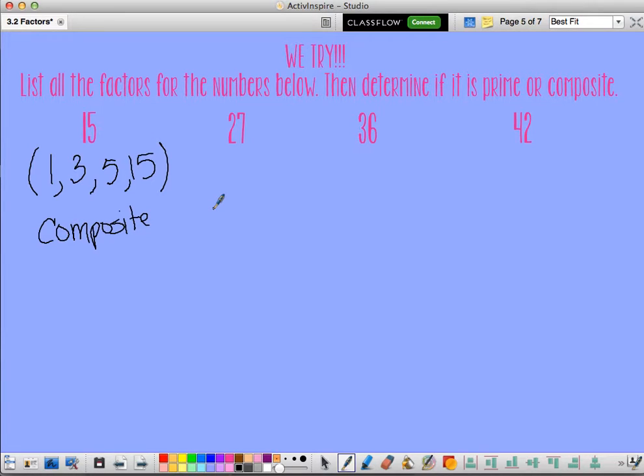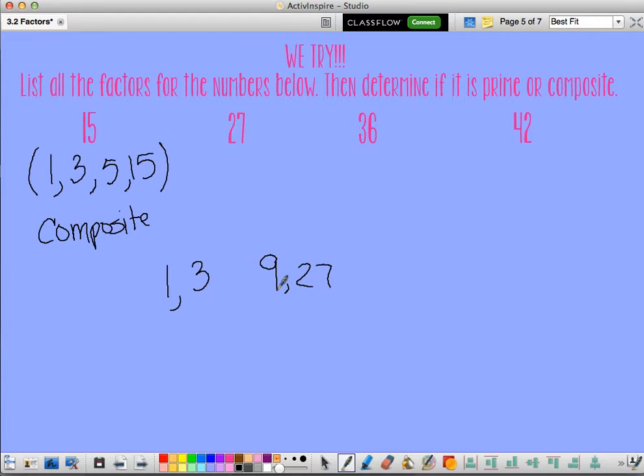Alright, so let's use the same rules for 27. I know that I can start with 1 and 27. And then I'm going to look at the numbers in between. So my next smallest number is 2. Using my divisibility rules, I know that 2 won't work. 7 plus 2 is 9, so I know 3 will work. And I know that 3 times 9 gives me 27.